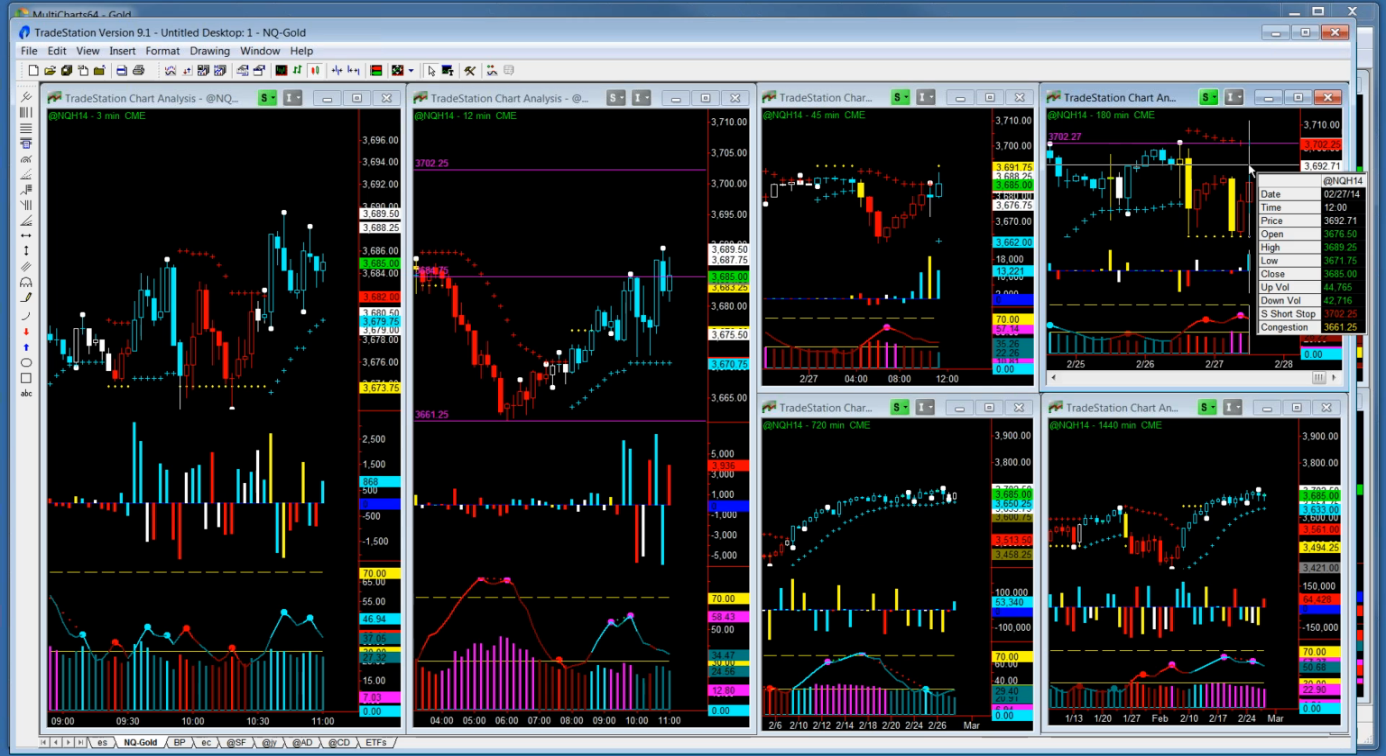And if you mouse over, it tells you, okay, the short stops at 3702.25. Snap a line. Mouse over at congestion, 3661.25. Snap a line. And that way, you're always reminded, ooh, I'm going into an area of congestion, or I'm going into an area of resistance.